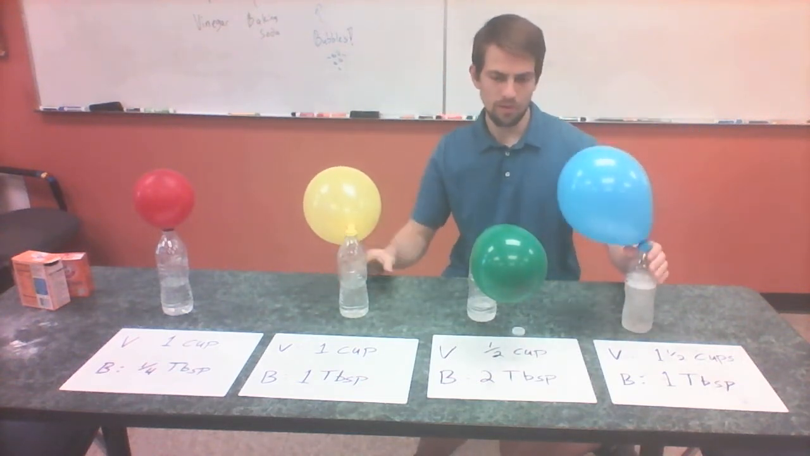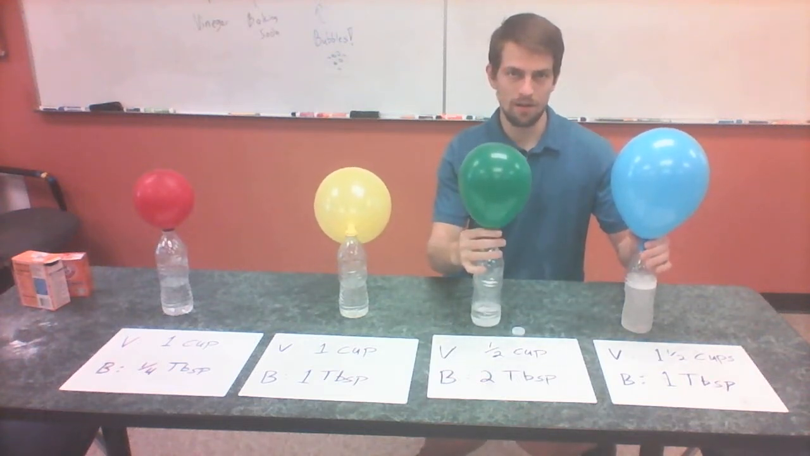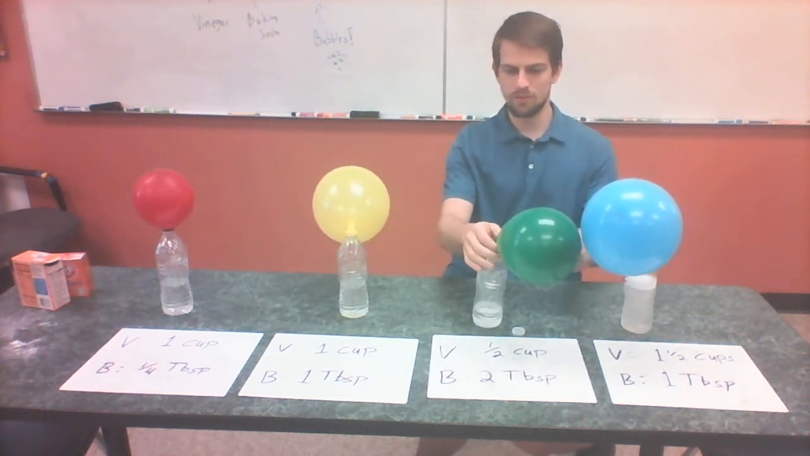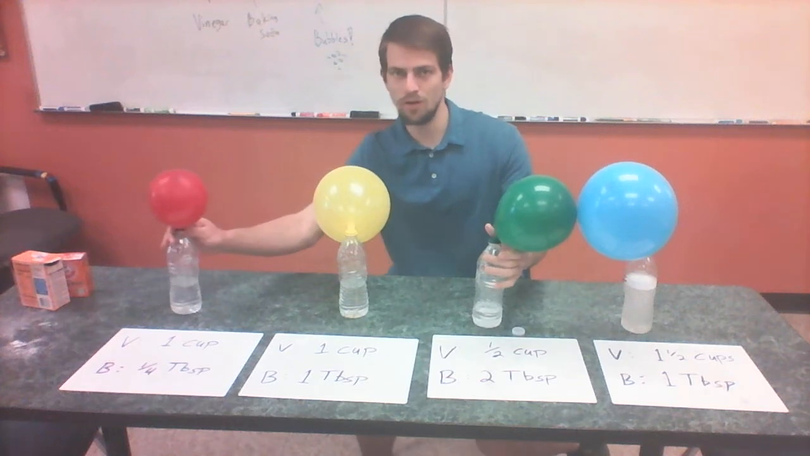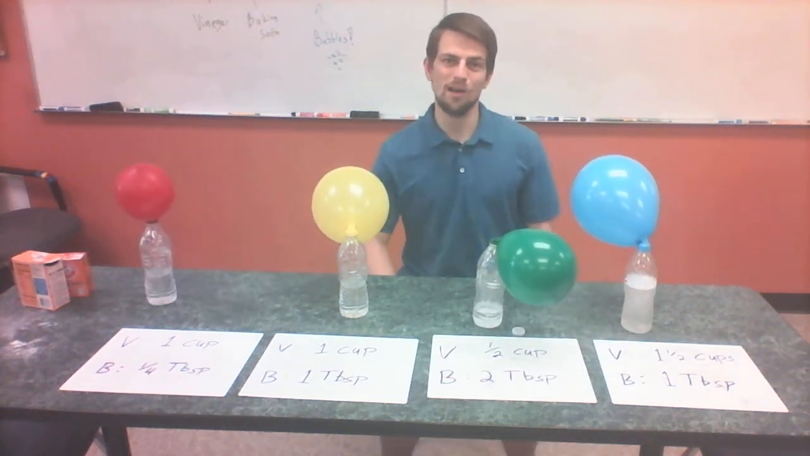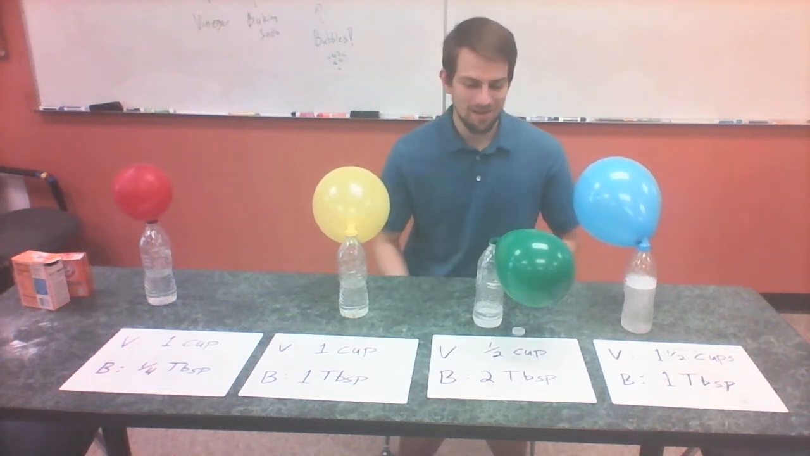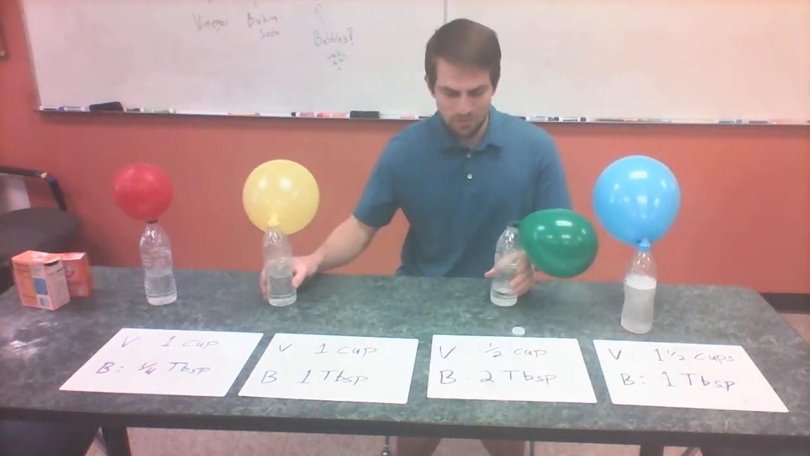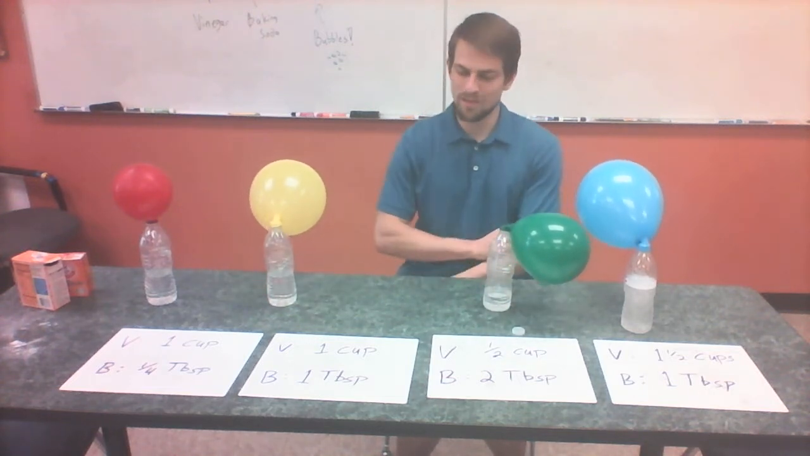And both the yellow and the blue one are bigger than the green one then, and all three of those are bigger than the red one over here. So that was a nice, fun, and colorful way to study limiting reactants, and I hope you enjoyed it. So let's review what we learned from this.